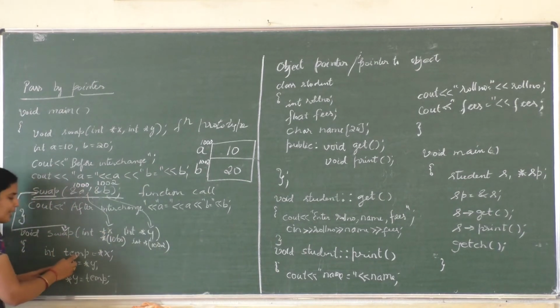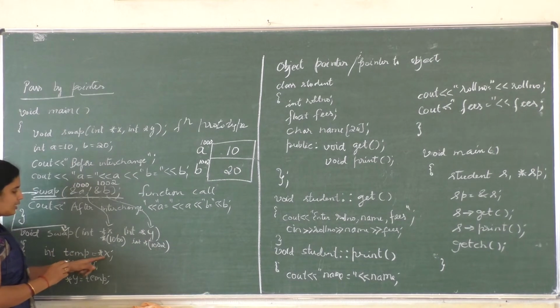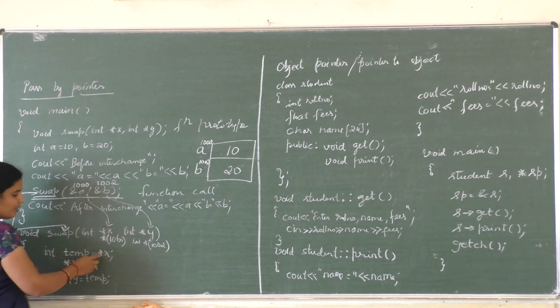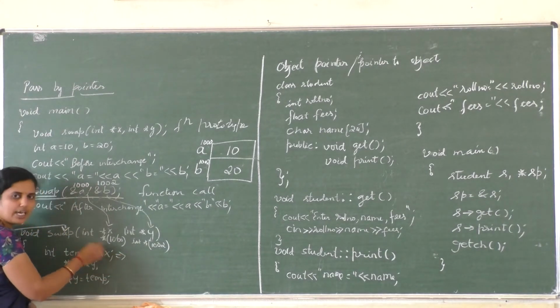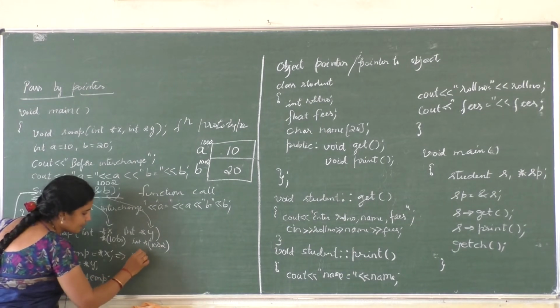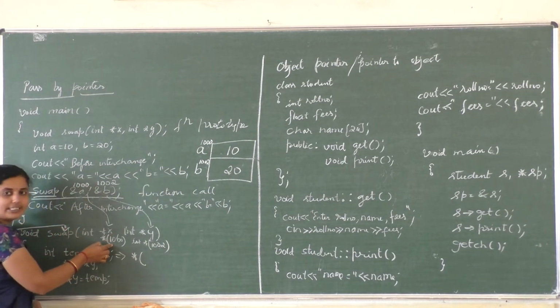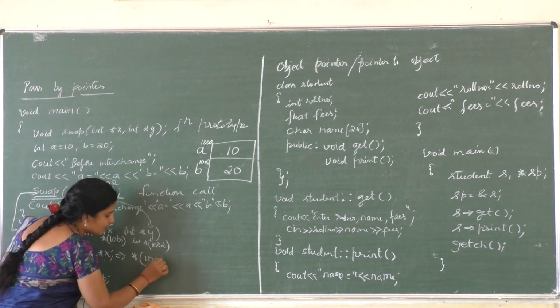Next, int temp is equal to star of X. What is star of X? Temp is equal to star of X. What is X? X is written here. X is 1000. Star of 1000.